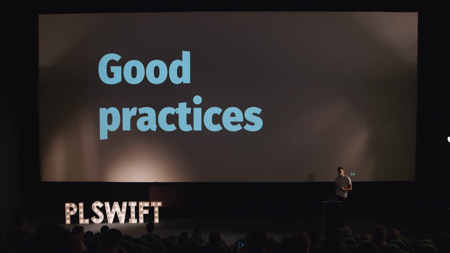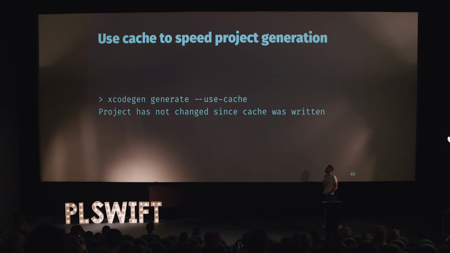So what about good practices of using XcodeGen? I have a few to show you. First thing is speeding it up a bit. XcodeGen provides you an option to use cache. So it caches both your project YML file and your project's file structure. And if any of those changes, then only then it runs the generation. Otherwise, it will be a no-op.